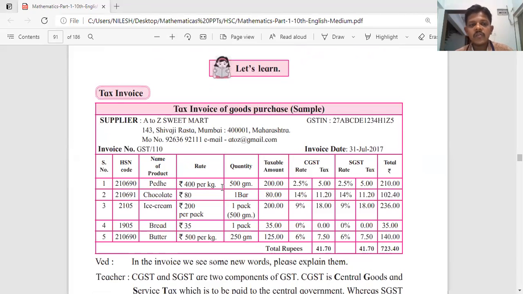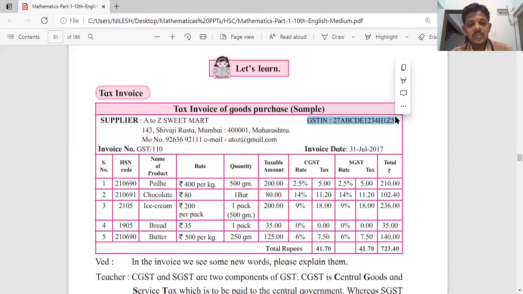The tax invoice will first have a supplier's name. Now say this is the tax invoice provided by A to Z Sweet Mart. Just an example, it will always have the supplier's name, his address. And this is what I was speaking about yesterday, GSTIN, that is Goods and Services Tax Identification Number. This is unique for each and every businessman, or each and every business has got this unique tax identification number. Each one's is different, right? So this will identify my number. Your number would be different.